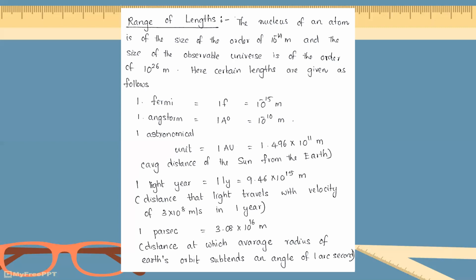The last one, 1 parsec is equal to 3.08 into 10 to the power of 16 meters. This is the distance at which the average radius of Earth's orbit subtends an angle of 1 arc second. So these are the main distances which will be used for the numericals, or which can also be asked for 1 mark questions.